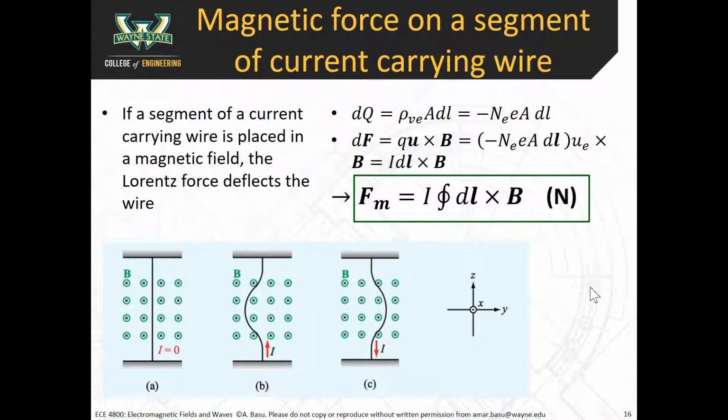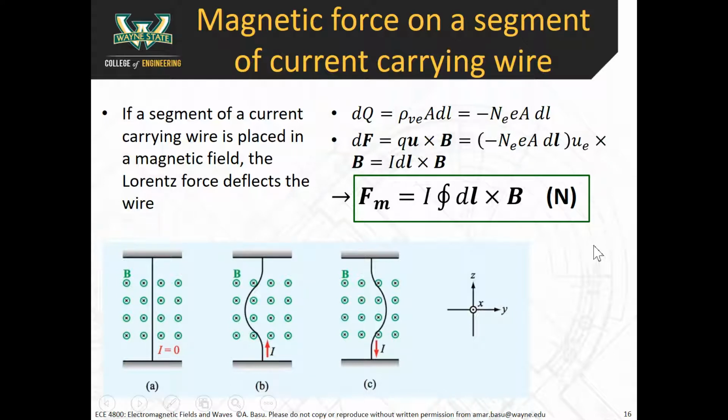The current times length times cross B, or is current not even in there? Well, in this case, let's take this one for example. The current is going from bottom to top. The magnetic field is going into the page, and so the Lorentz force is oriented from right to left. I'm sorry, it's going this way.